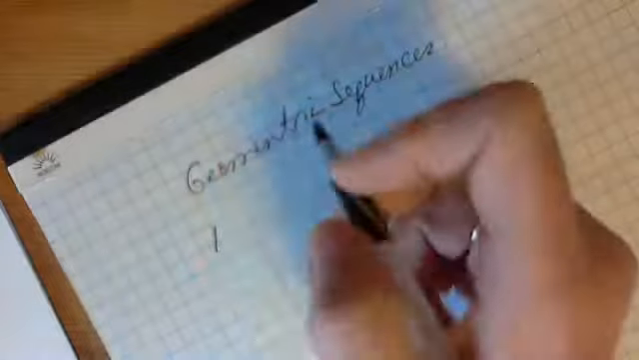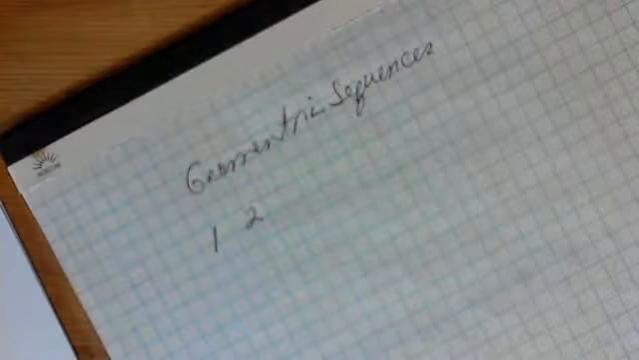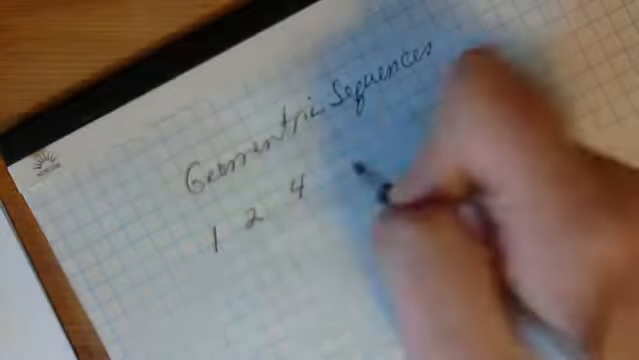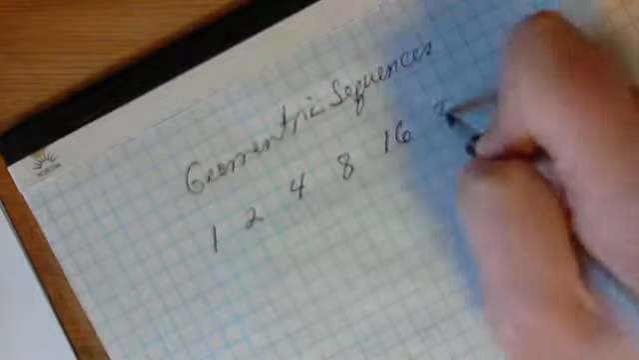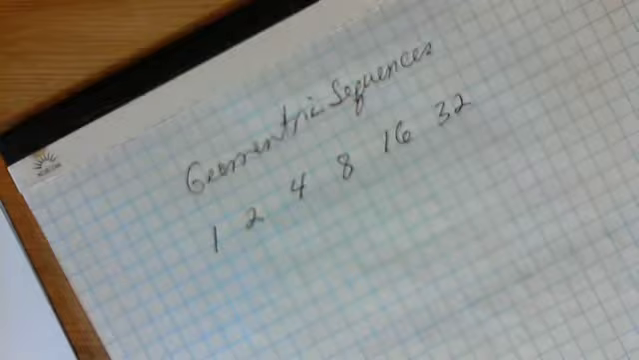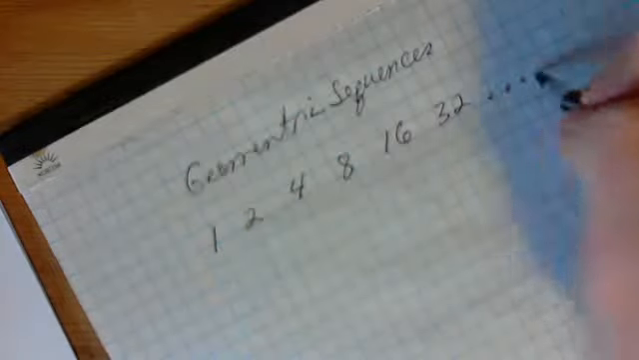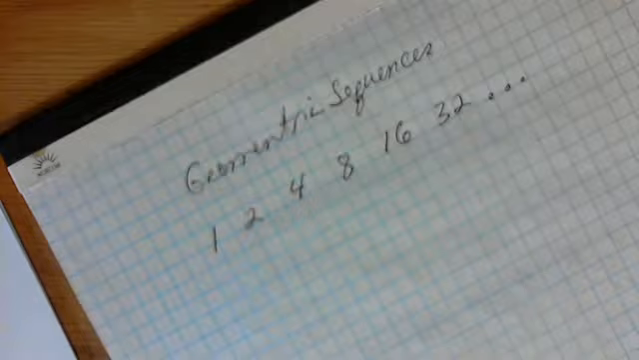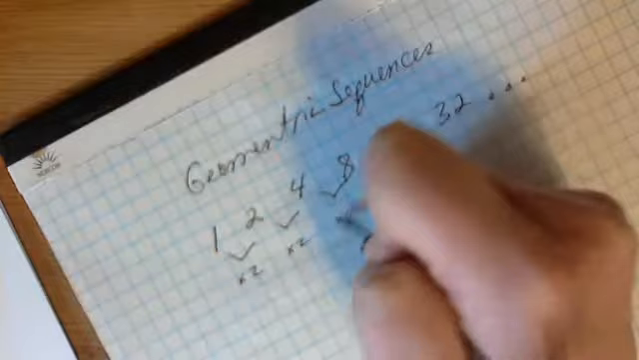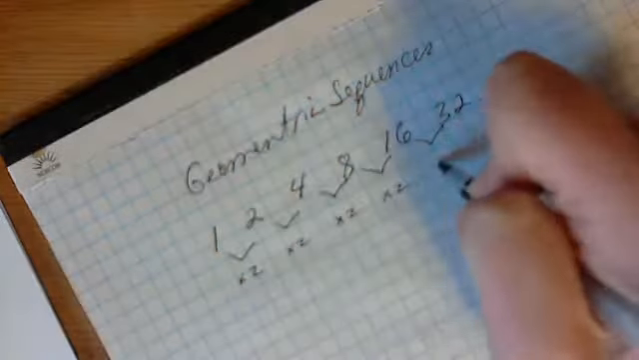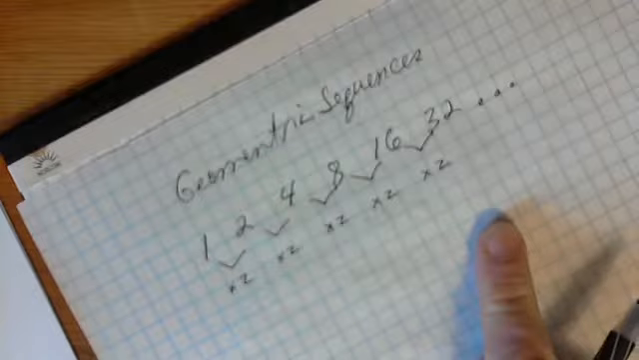Here's our first example. Let's start with the number 1 and multiply that by 2 to get the next number in the sequence. 1 times 2 is 2. Let's multiply that by 2 and we'll get 4. If we multiply 4 by 2, we get 8. If we multiply 8 by 2, we get 16, and let's just do it once more. Multiply 16 by 2 and we get 32, and we could keep going and going on into infinity. So each successive number in the sequence is calculated by multiplying the last one by 2.